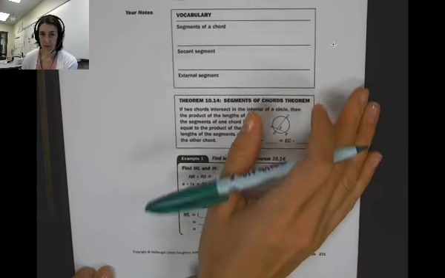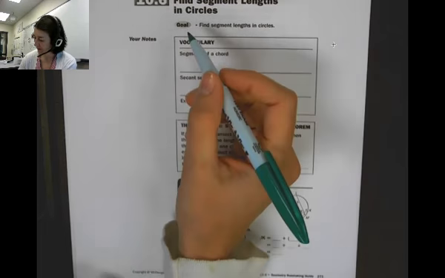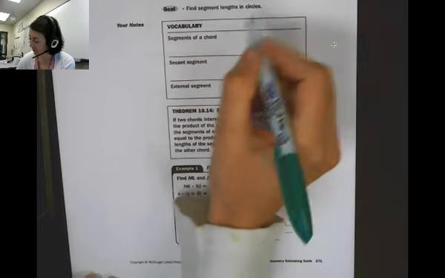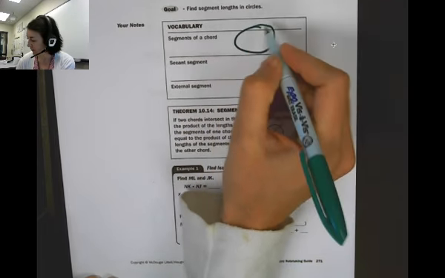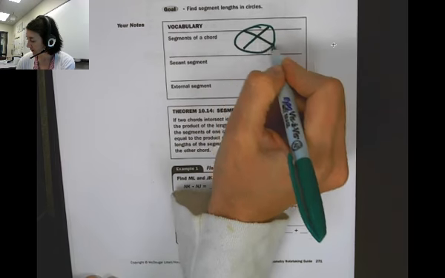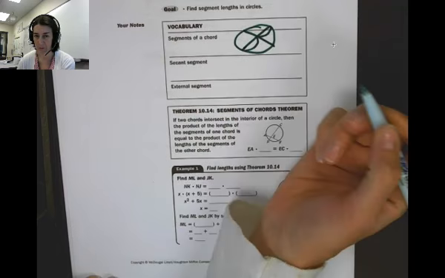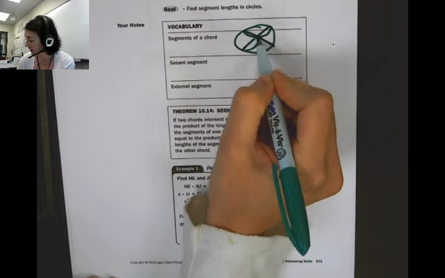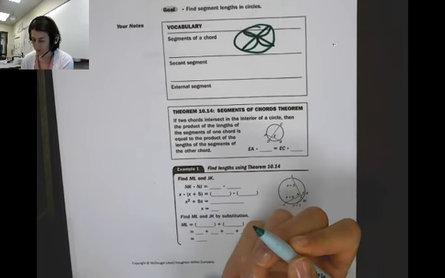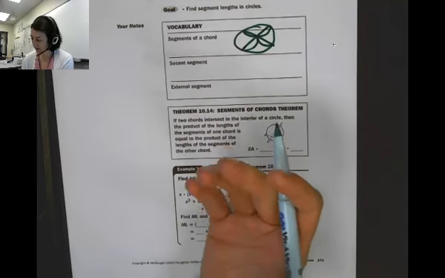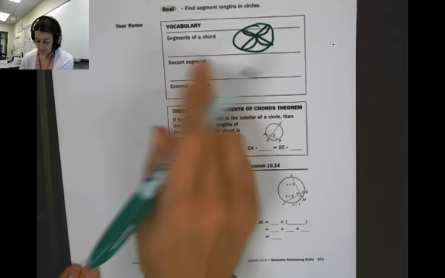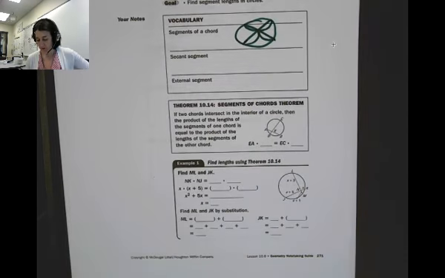A few vocab words here to start this lesson about segment lengths. Segments of a chord: I'm just going to draw a picture in here. If two chords intersect, then this and this are segments of that chord, and this and this are segments of that chord. We're going to learn a special relationship about them in this lesson. And I think this is better served with a little drawing as well.